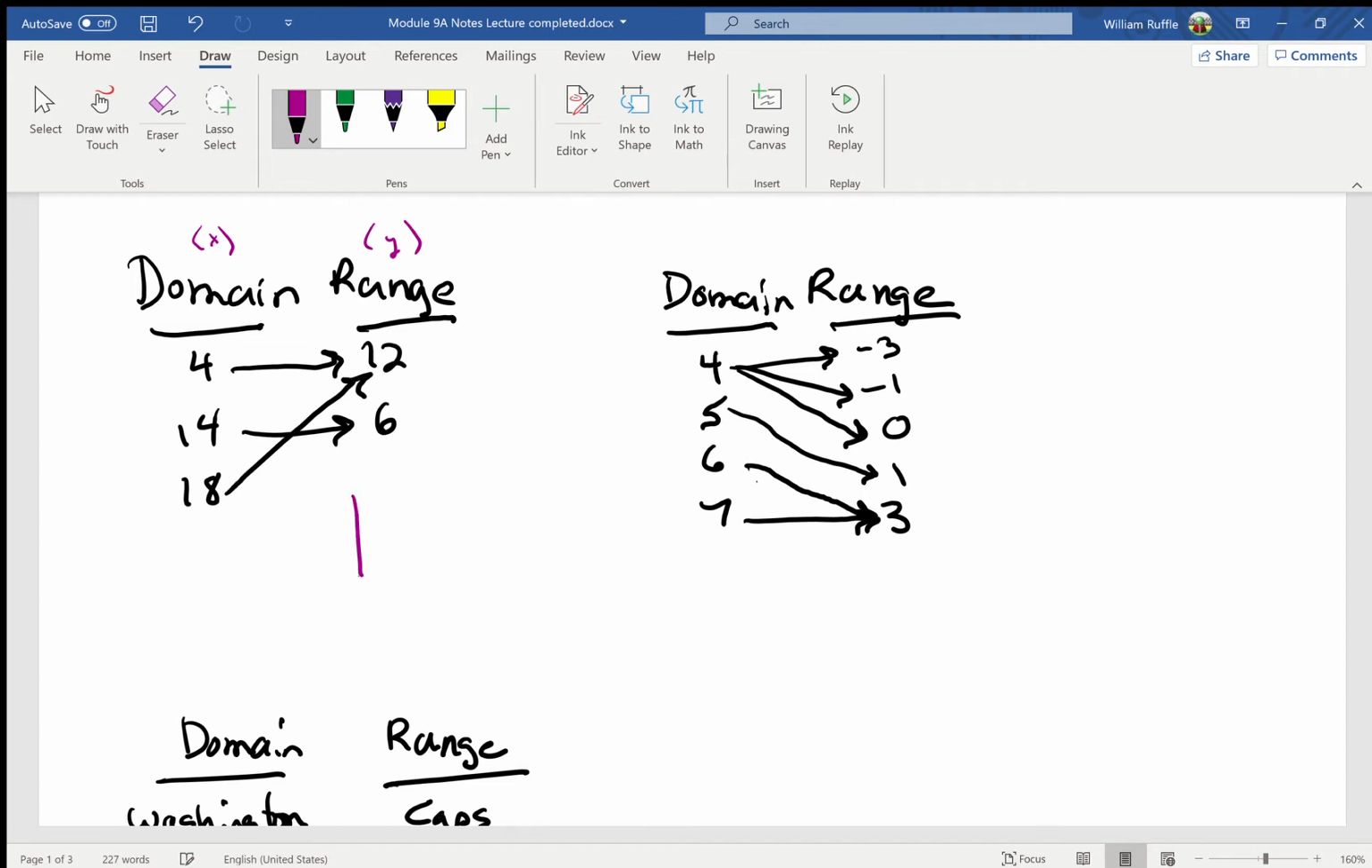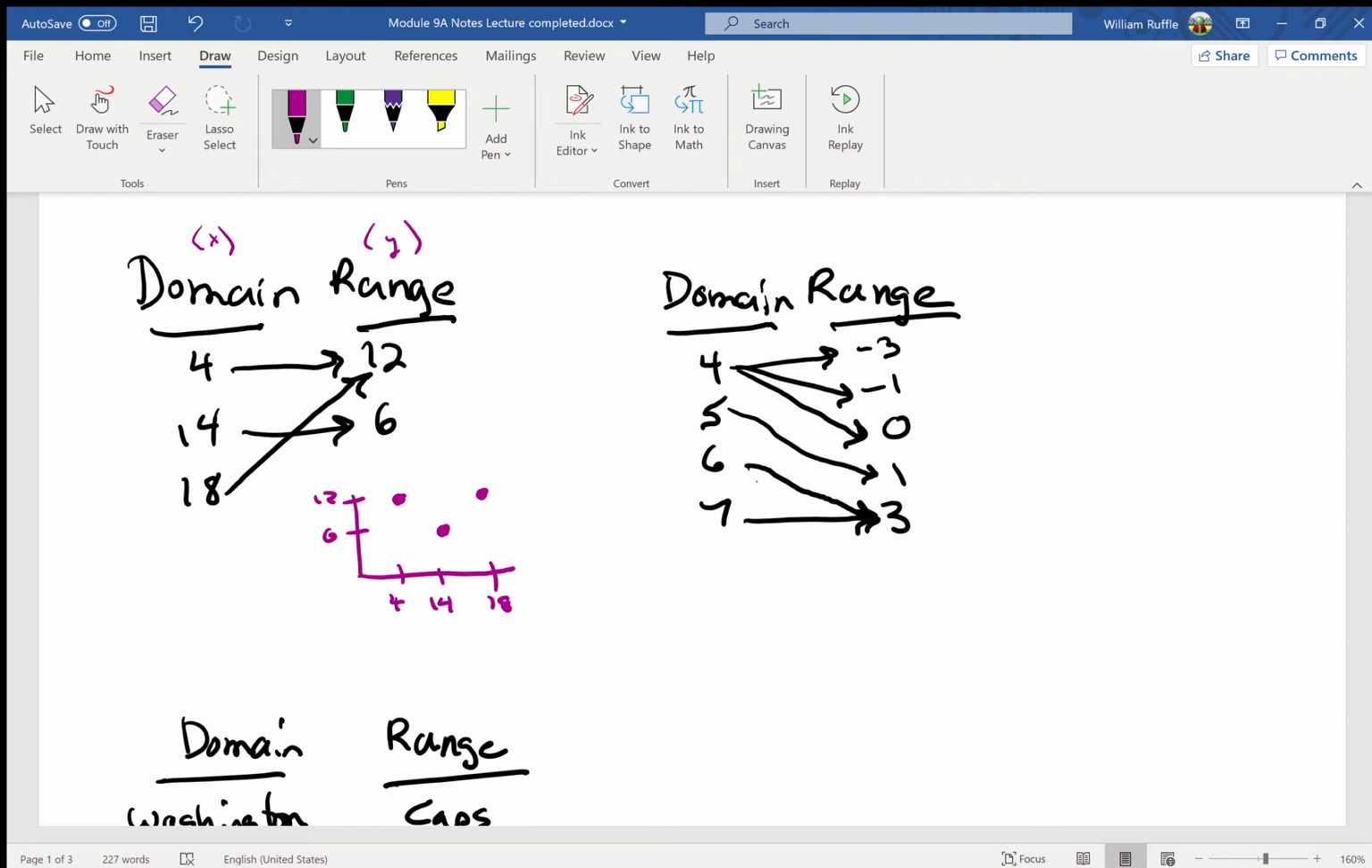So if I draw a little mini graph, my x's are on the bottom, 4, 14, 18. My y's are 6 and 12. And if I plot my points, there's (4, 12), (14, 6), then (18, 12). There's nothing literally on top of each other. If I have a vertical line that goes through both of them, if you remember from Unit 5, vertical lines have undefined slope, and we cannot have undefined slope. And we're going to learn about the vertical line test in about a page or two of these notes.